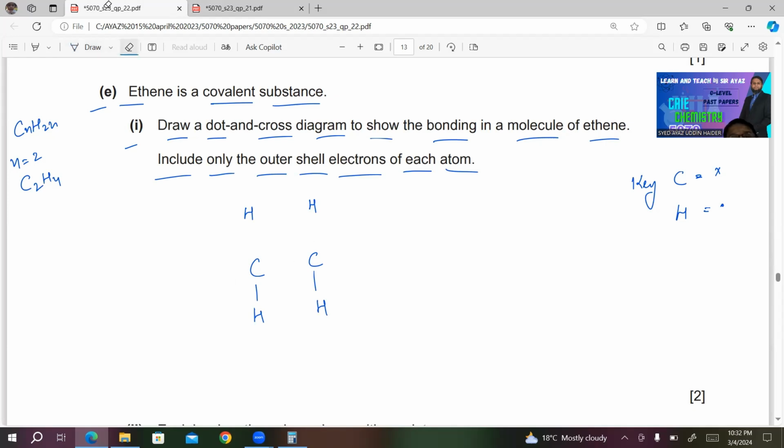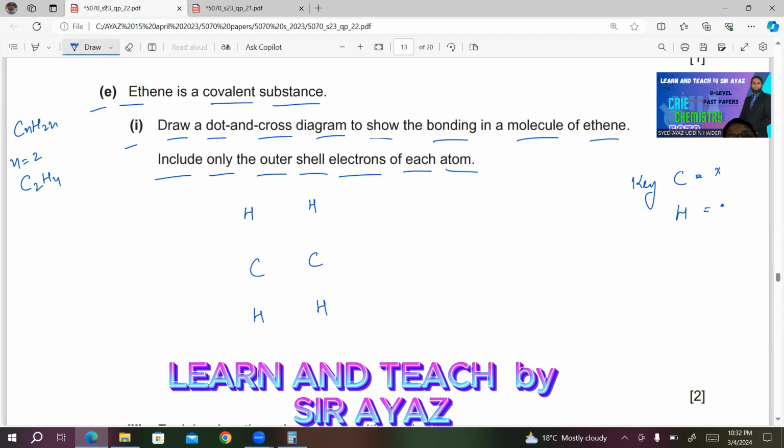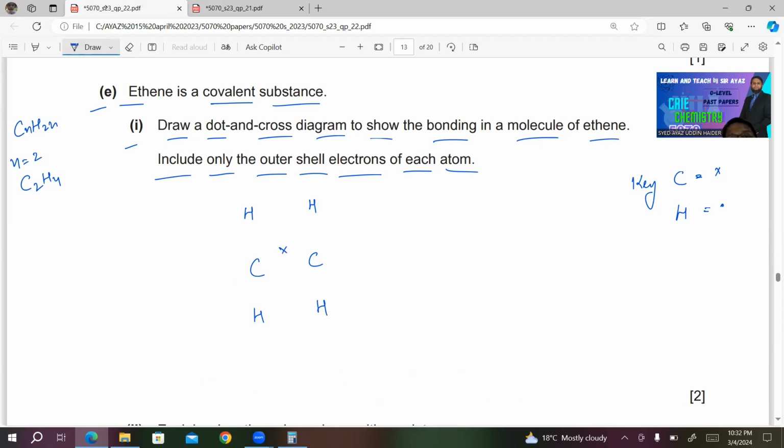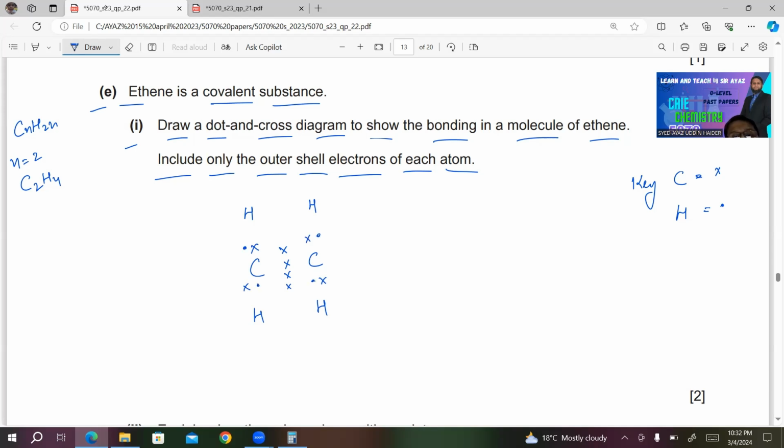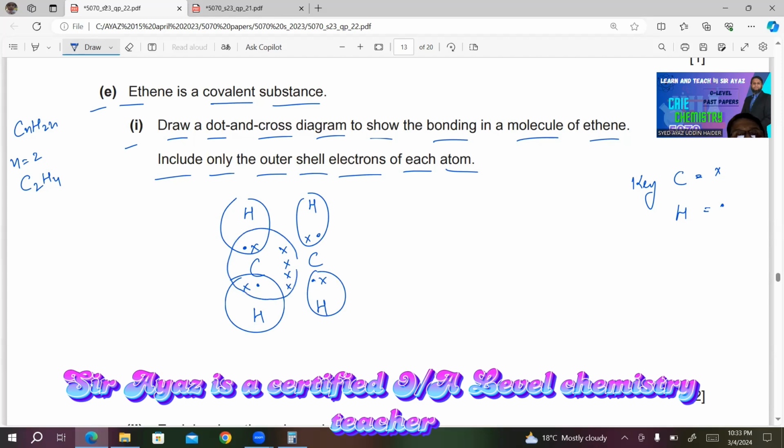So there must be 2 electrons each coming from the carbon atoms. 1, 2, 3, 4. And for the right hand side, 1, 2, 3, 4. For hydrogen atom, use dot. 1, 2, 1, 2. So this will be the final displayed formula, final dot and cross diagram for ethene.